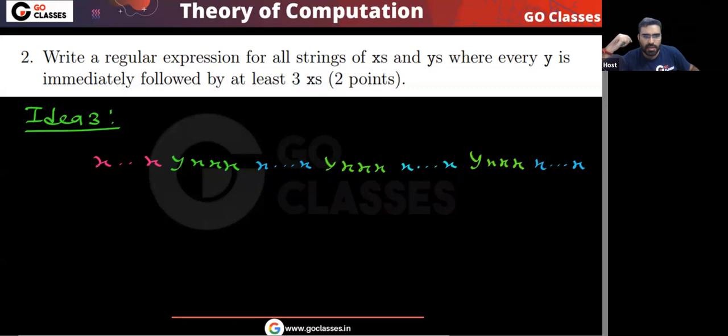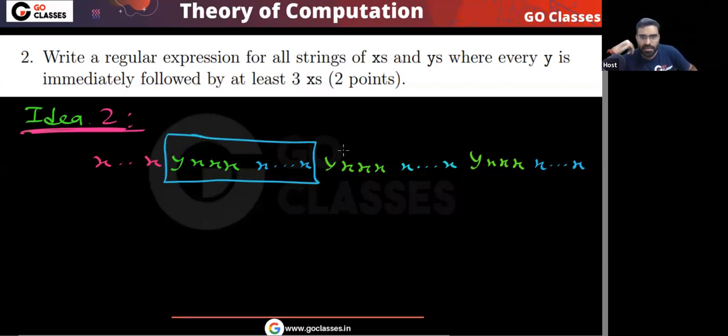Now, you tell me, in the idea number 2, what did we do? In the idea number 2, where did we start the recursion? This structure was repeating.